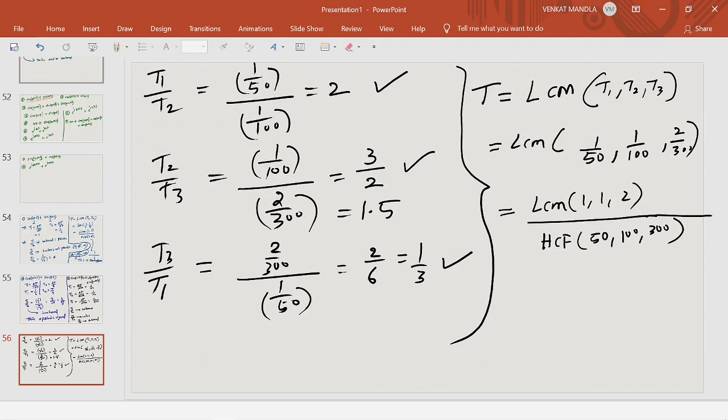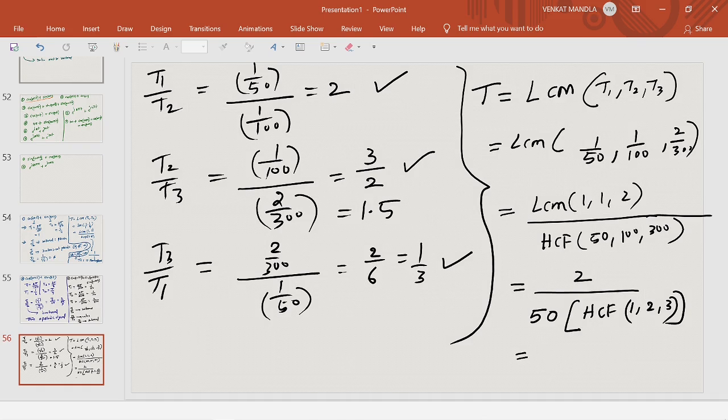What is the LCM of 1, 1, 2? It is 2. What is the highest common factor of 50, 100 and 300? Is there any common factor between all of these? Yes, 50 is there. You can take 50 common from all three numbers, and then find the HCF of the remaining 1, 2, 3.